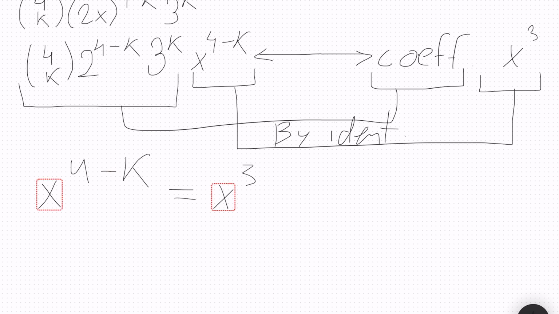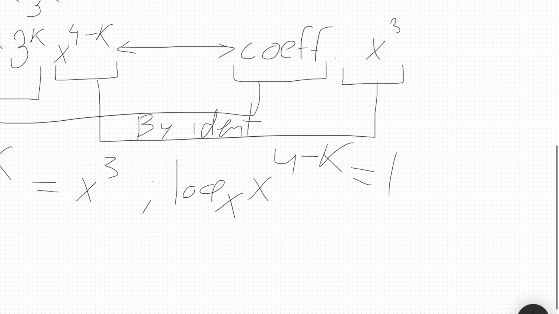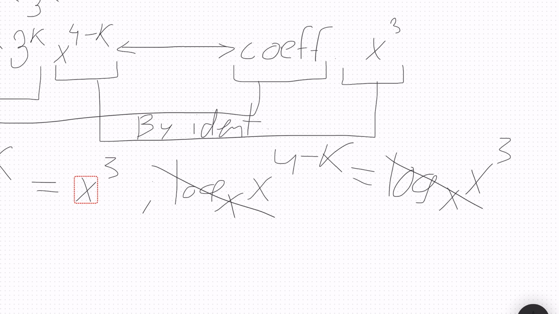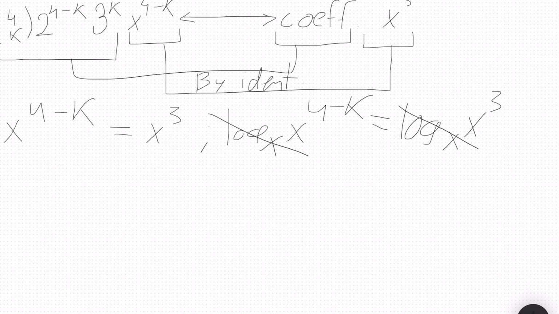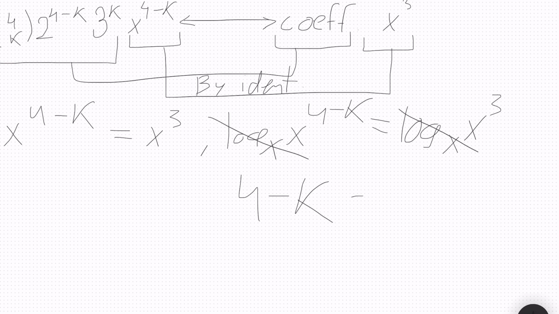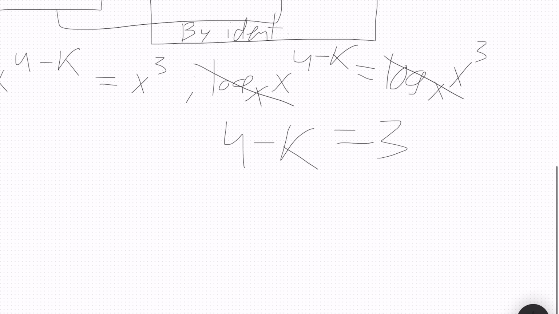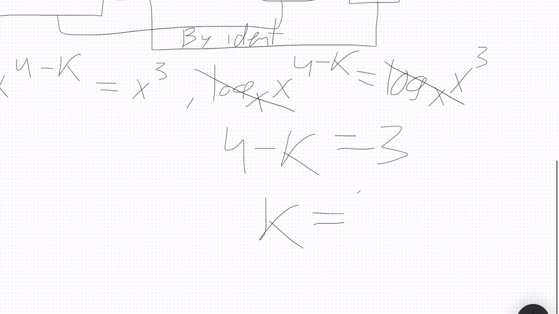Now, what we have to do is find k. We can just do this by taking the logarithm base x of x to the power of 4 minus k, which is equal to the logarithm base x of x to the power of 3. We cancel these out, as this is log base x of x, and we obtain 4 minus k is equal to 3. If we isolate k, we have that k is equal to 4 minus 3, which is equal to 1.